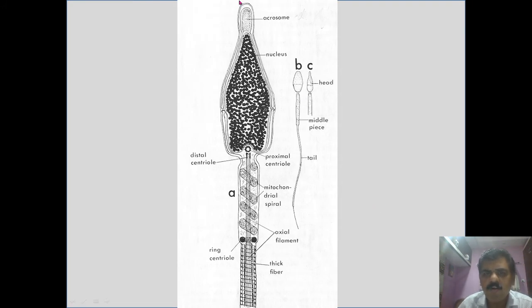This is the acrosome, then this is the nucleus, this is the distal centriole, and this one is the proximal centriole. This distal centriole forms the axoneme of the tail, and this is the mitochondrial spiral at the middle piece, and this is the head piece, and the last one is the tail piece or the tail part.